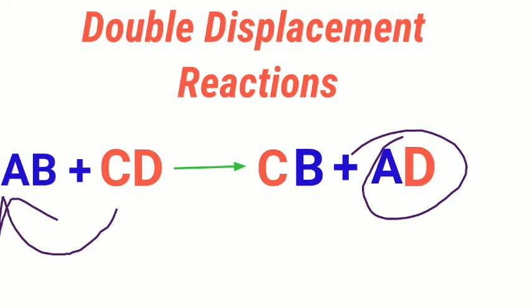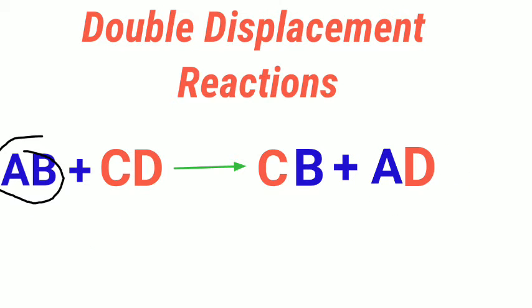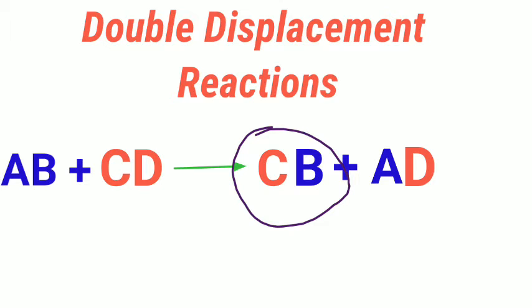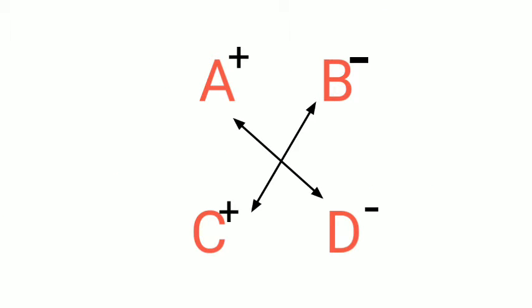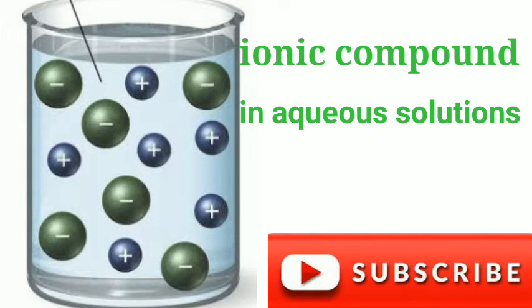And in turn, C also displaces A from compound AB and forms a new compound CB. As two displacements are taking place, these reactions are termed double displacement reactions. These reactions generally occur between two ionic compounds in aqueous solution, that is, the reactants are soluble in water.